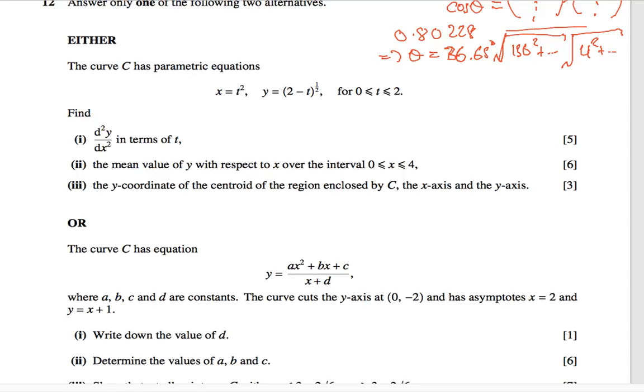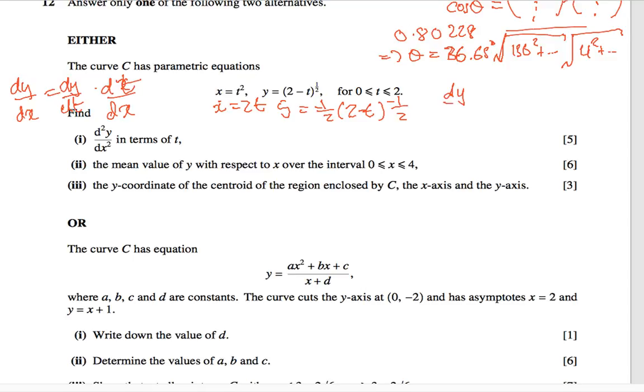Okay, so once we have dy by dx in terms of t, we can use the chain rule. So dy by dx equals dy by dt times dt by dx. So x dot, which is dx by dt, is 2t, y dot is 1/2 (2 minus t) to the minus 1/2, and then don't forget the minus 1 multiplying by this. So we just take this one, we divide it by this one, and that should give us dy by dx.